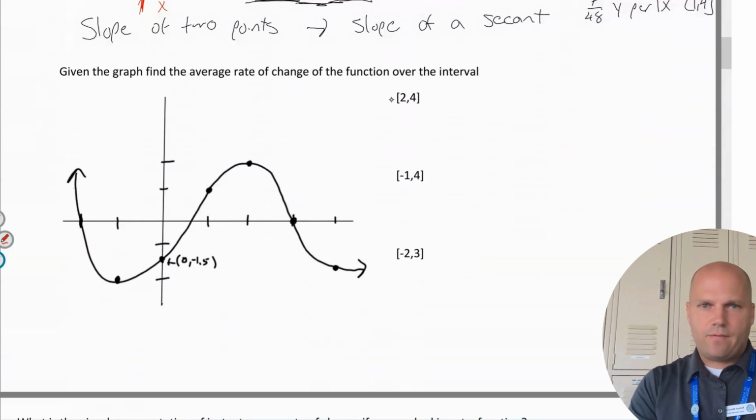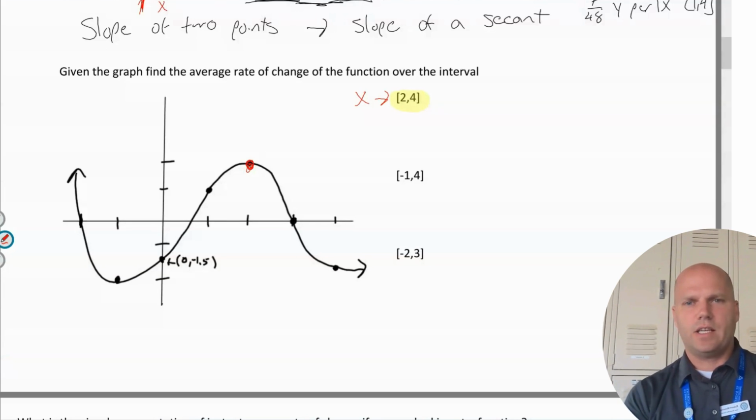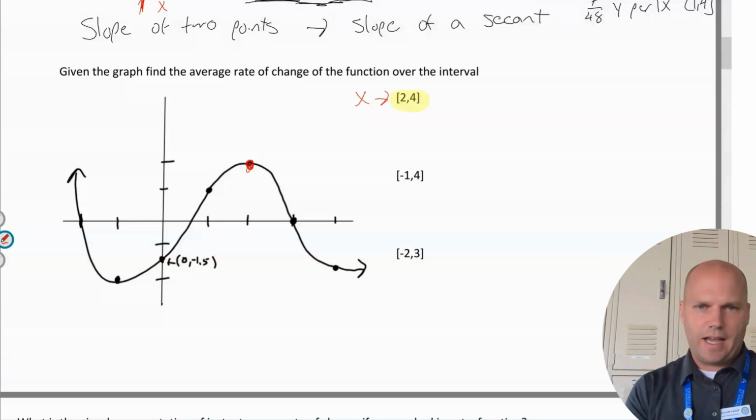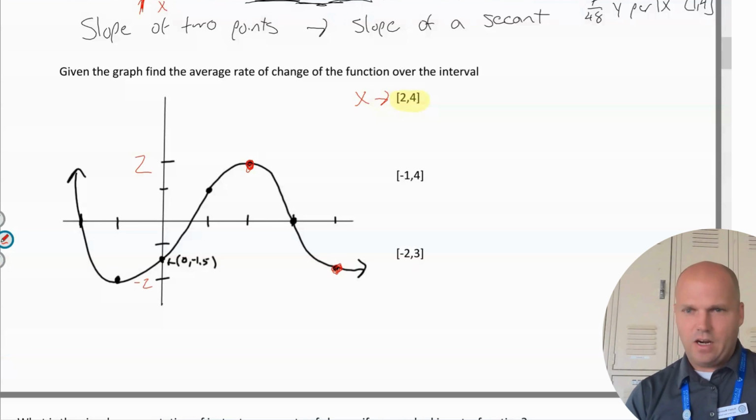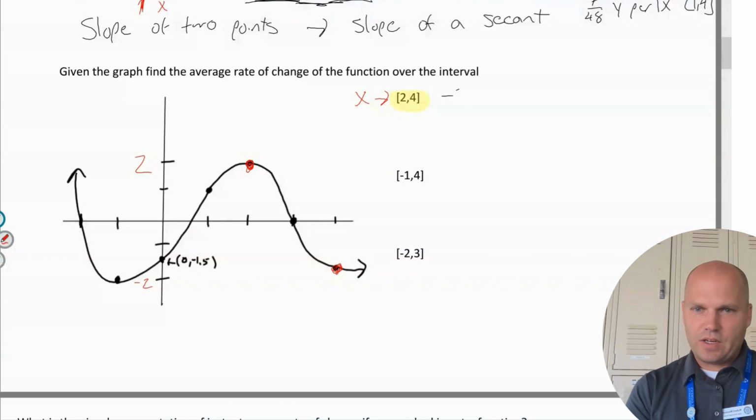If I give you a graph, could you do the same thing? Sure. Well, I just need to find the slope that connects the 2 points. Here's a point at x equals 2. This is an x interval. If students have difficulty understanding this problem, they don't realize the interval we're talking about is an x interval. So x of 2 and x of 4. I have my y of 2 and my y of, let's just call this negative 2 and not have to worry about fractions. So I will do negative 2 minus 2 over 4 minus 2. I get negative 4 over 2, which is negative 2.